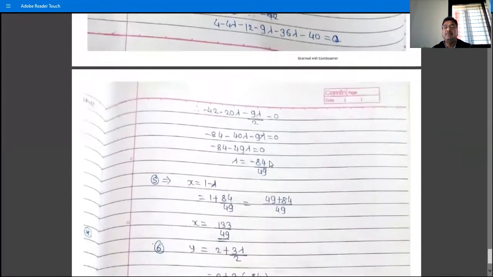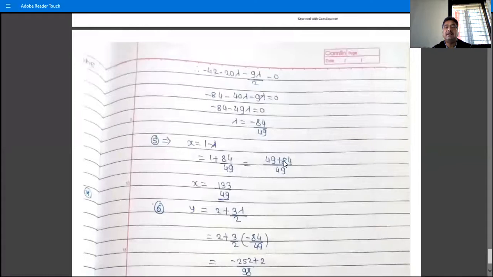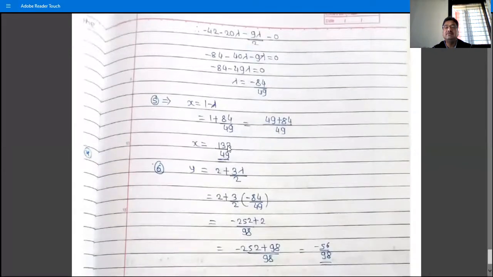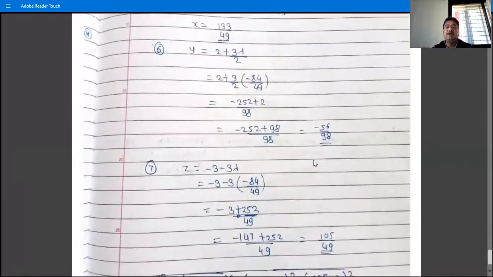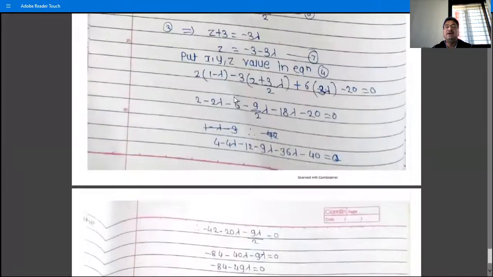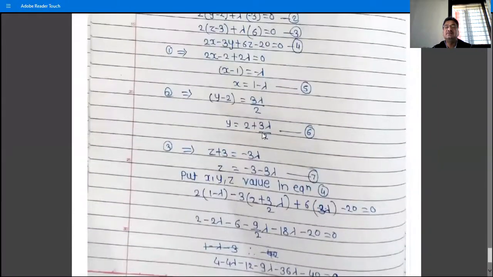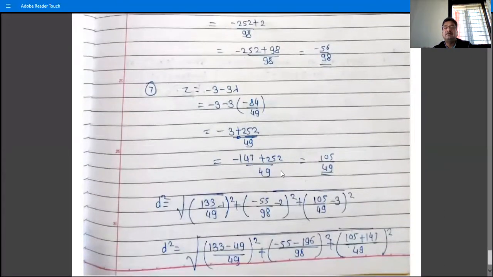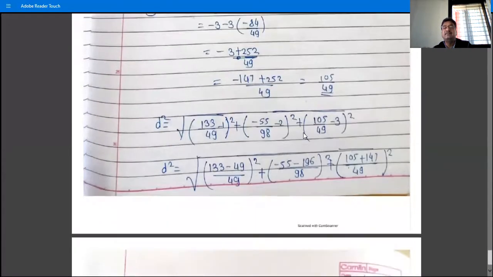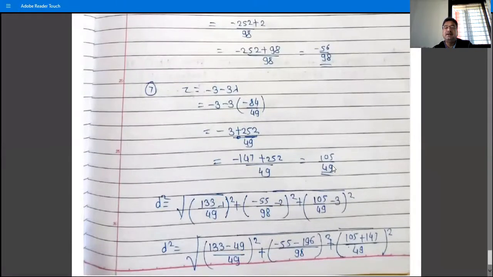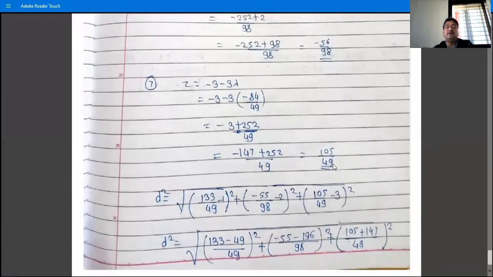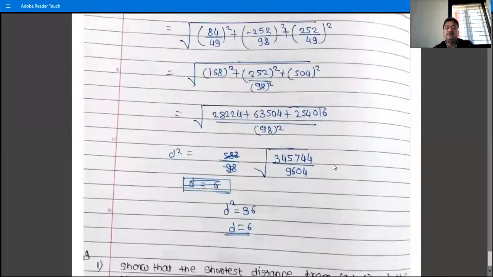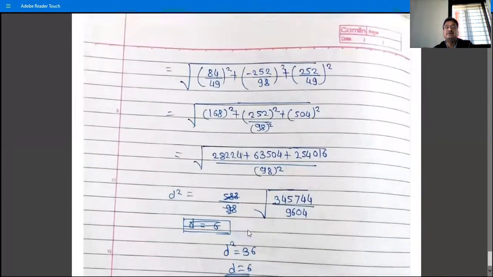We have the value of lambda is minus 84 by 49. Then x is 1 minus lambda, so we have the answer 133 by 49. Y is again, substitute lambda, we have the y, and then we have the z. This is the required point, that is x, y, z. So this is the shortest distance, d is 36.